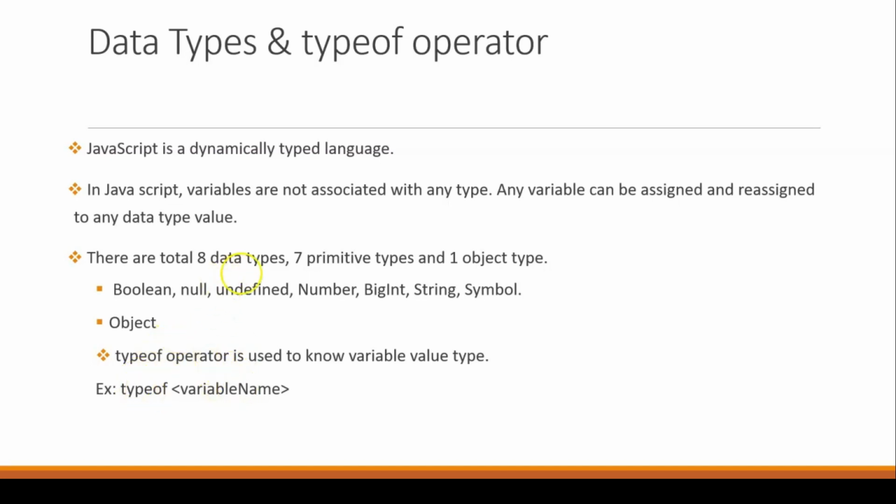And the typeof operator. The typeof operator is used to know a variable value's data type, and its syntax is we write typeof, space, and the variable name. So it gives us the type of that particular variable.